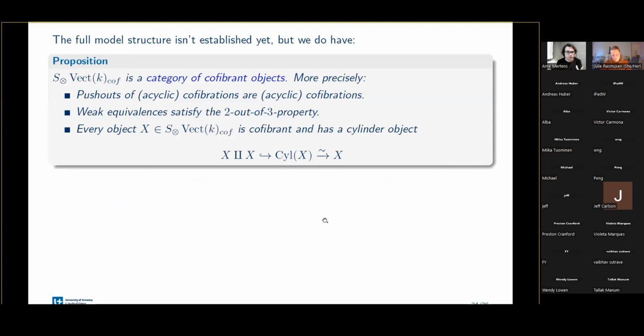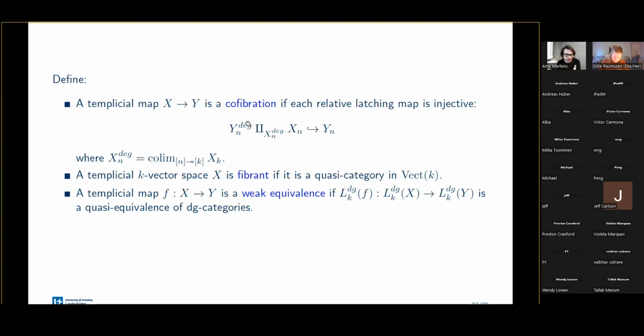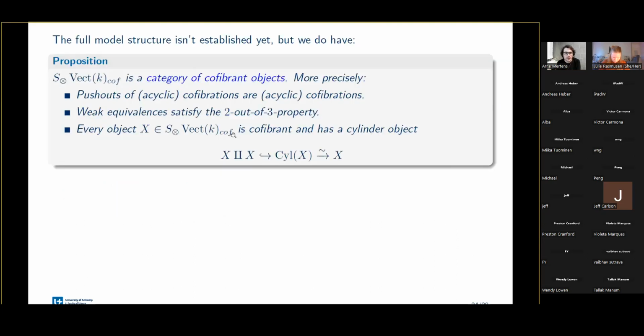Okay, so again, the full model structure isn't established yet, but we do have a first order approximation in the form of what's called a category of cofibrant objects. It's a kind of shadow of a full model structure. So if we take these templicial vector spaces and we restrict to the cofibrant objects as defined by this notion of cofibration, then we get a category of cofibrant objects, which precisely means the following points, namely that push-outs of acyclic cofibrations are acyclic cofibrations, and also for the ordinary cofibrations.